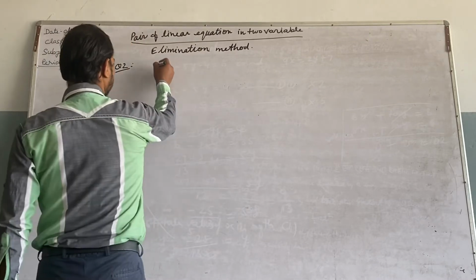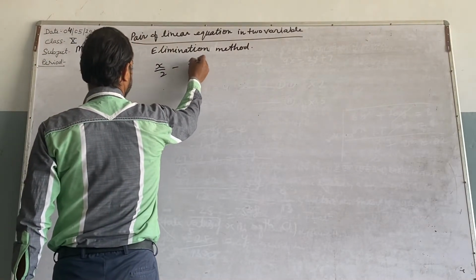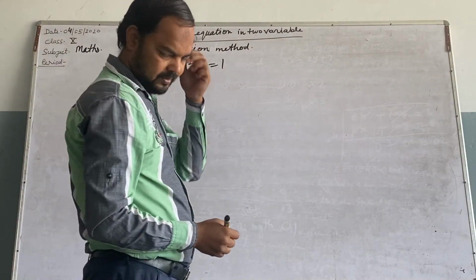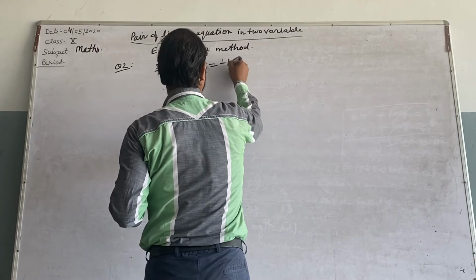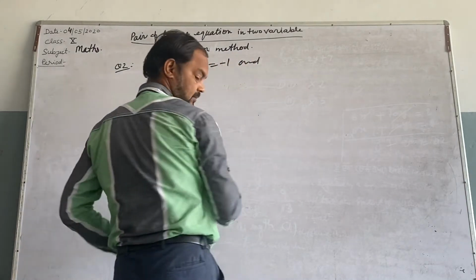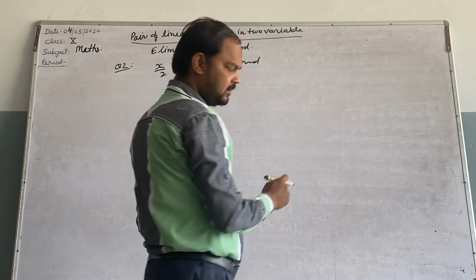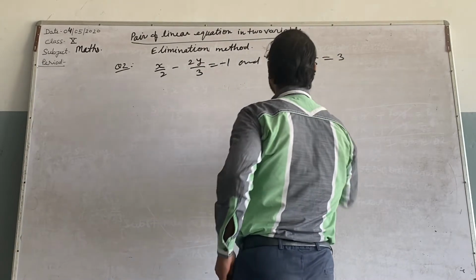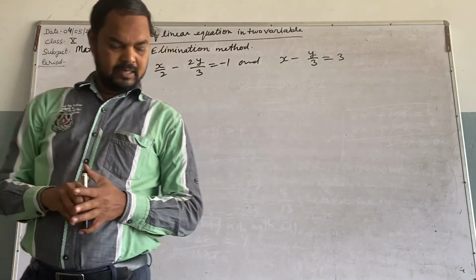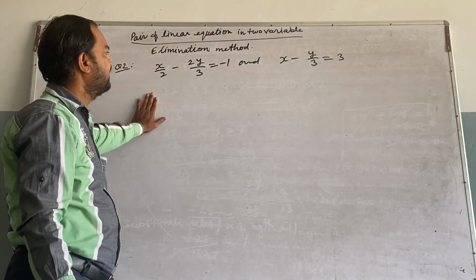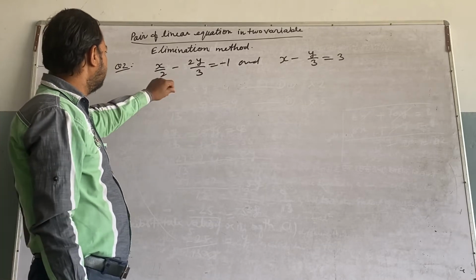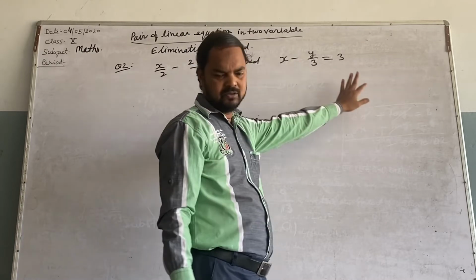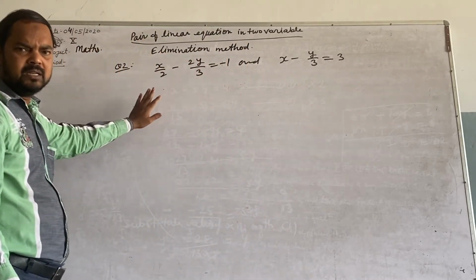x upon 2 minus 2y upon 3 equal to minus 1, and x minus y upon 3 equal to 3. Right? Here are two equations: x upon 2 minus 2y upon 3 equal to minus 1, and x minus y by 3 equal to 3. We have to solve it by elimination.